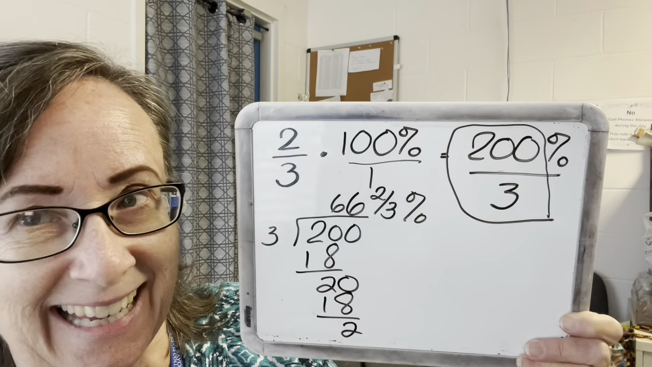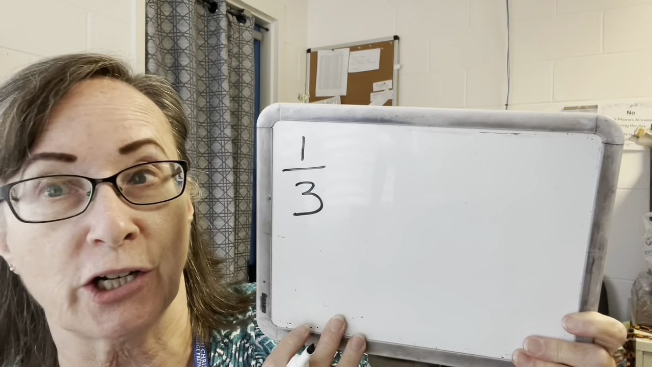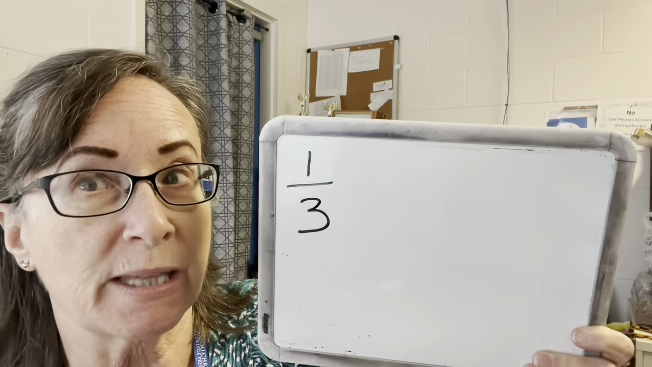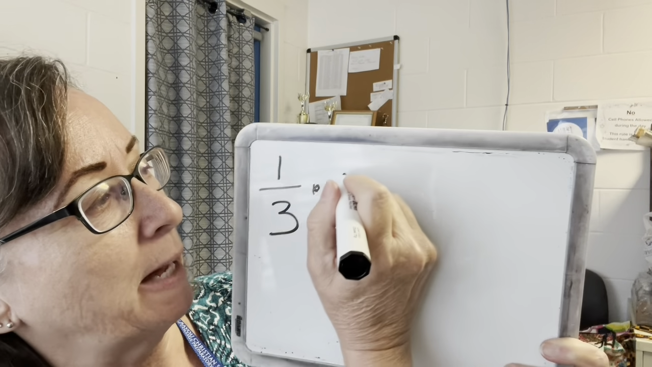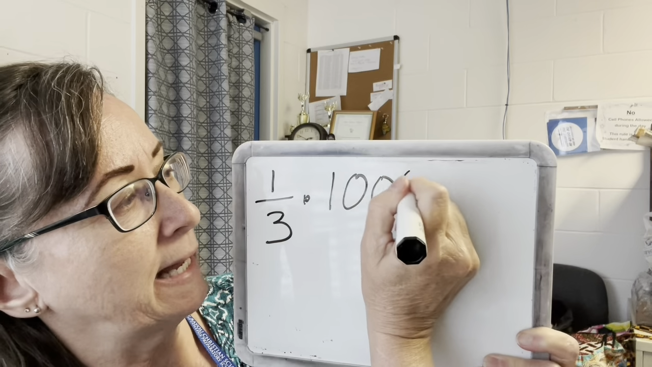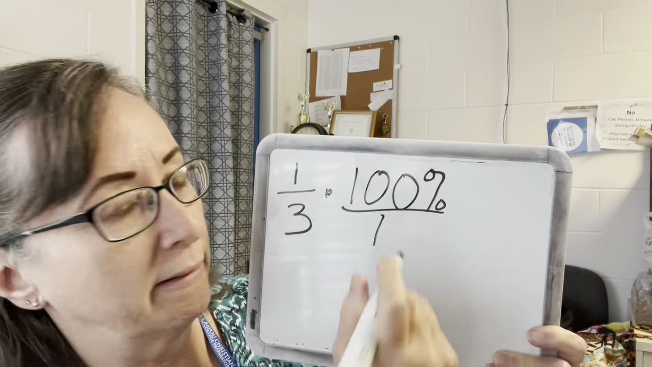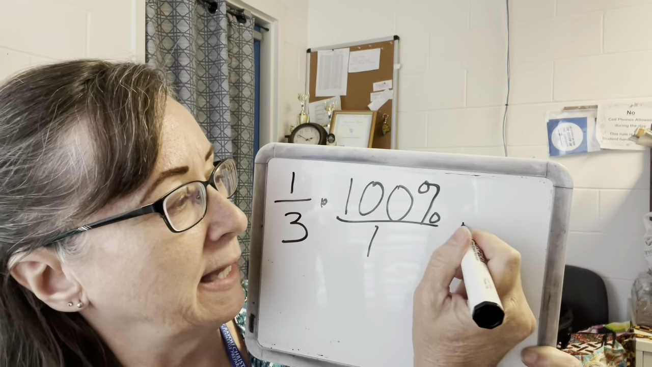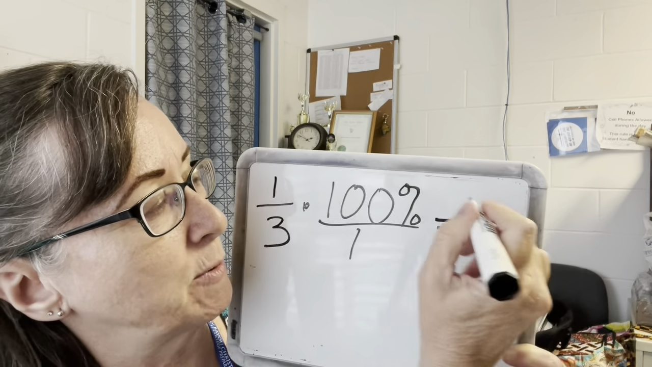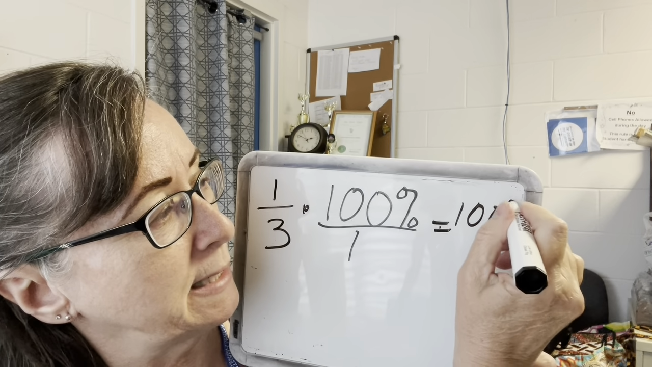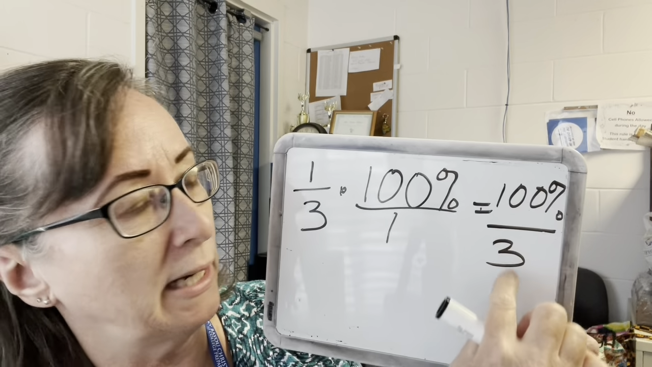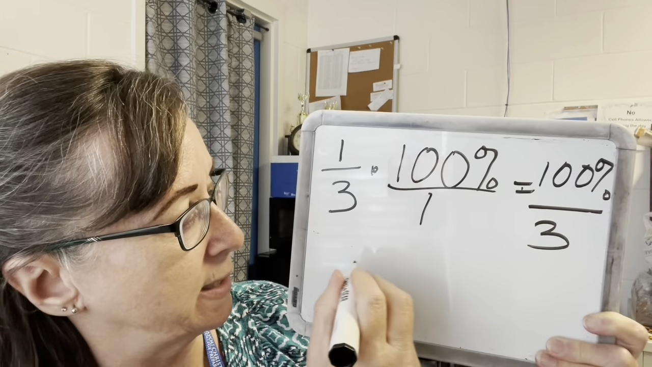So let's do an example. In example 3, we're going to turn each one of 3 fractions into a percent. We're going to use the method we just talked about. We're going to multiply by 100% over 1. 100% is 100 over 100, which is 1. So then that's going to give us 1 times 100% is 100% divided by 3. So now we're going to divide 100 by 3 and then just tack on the percent.